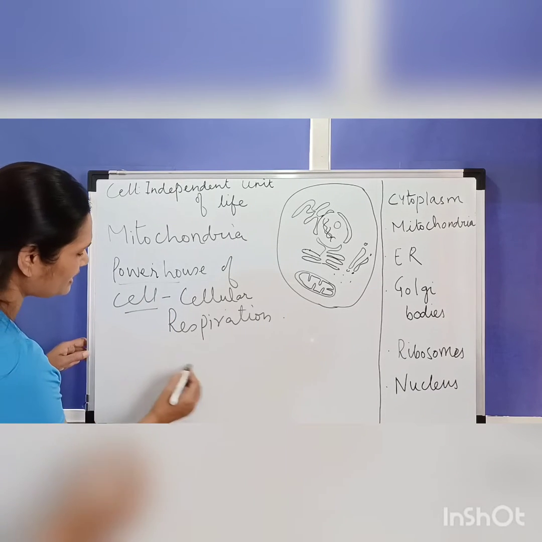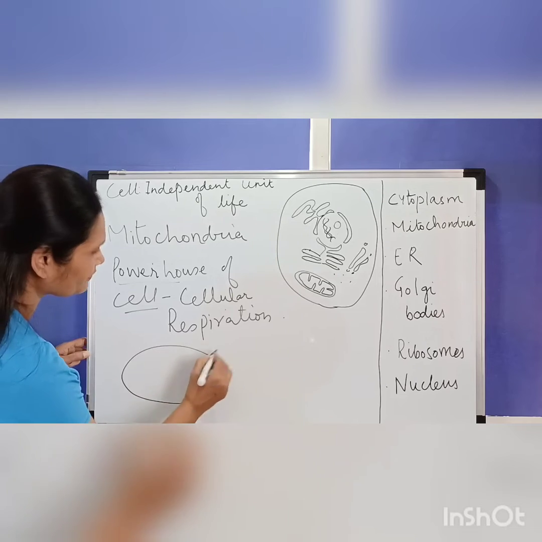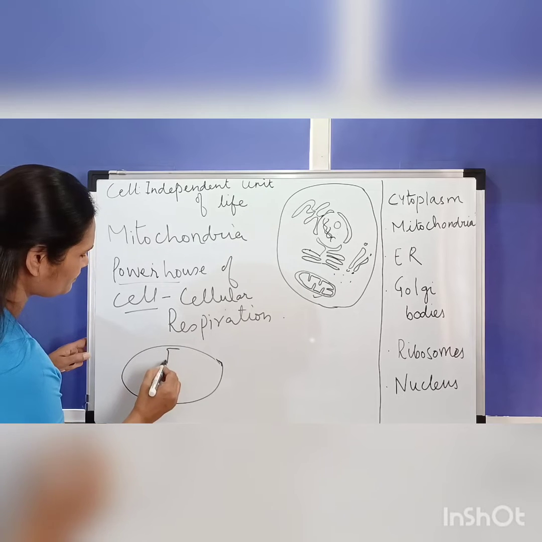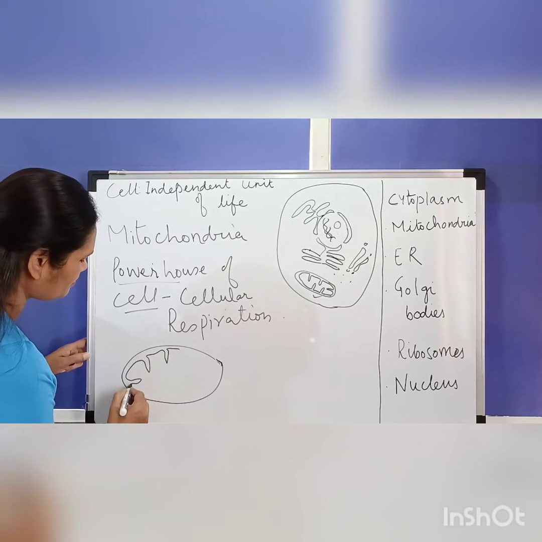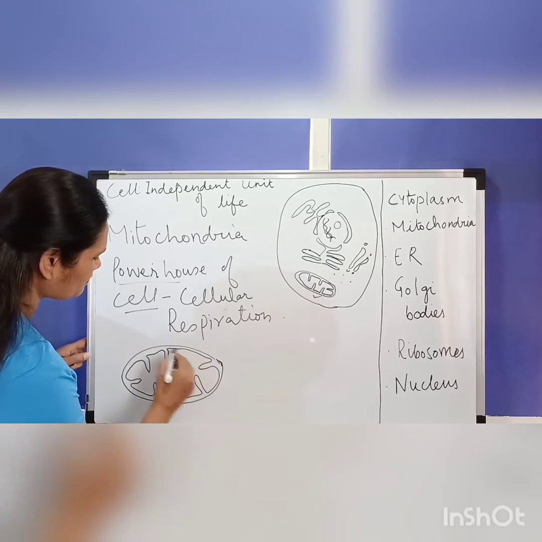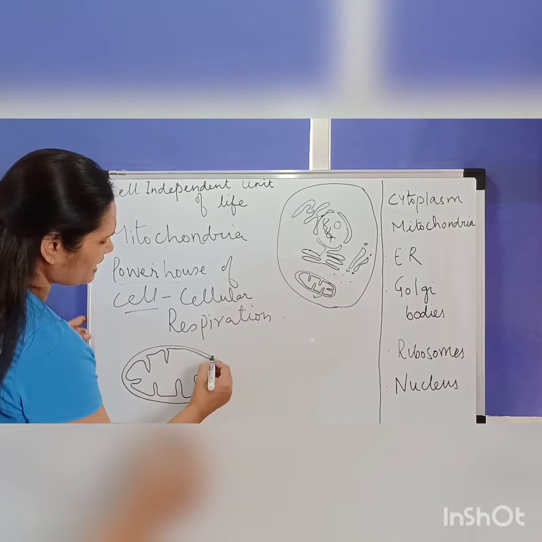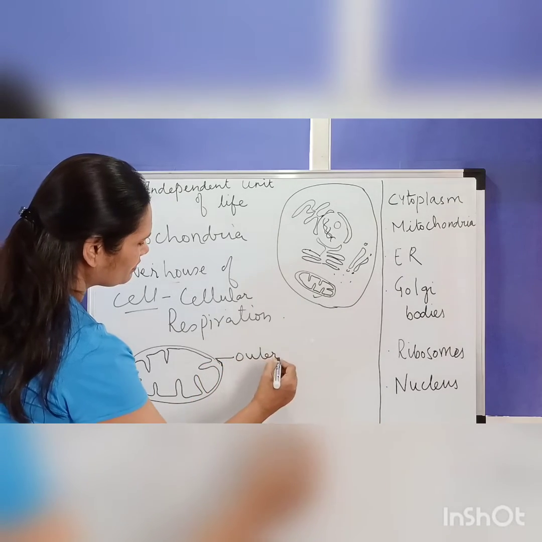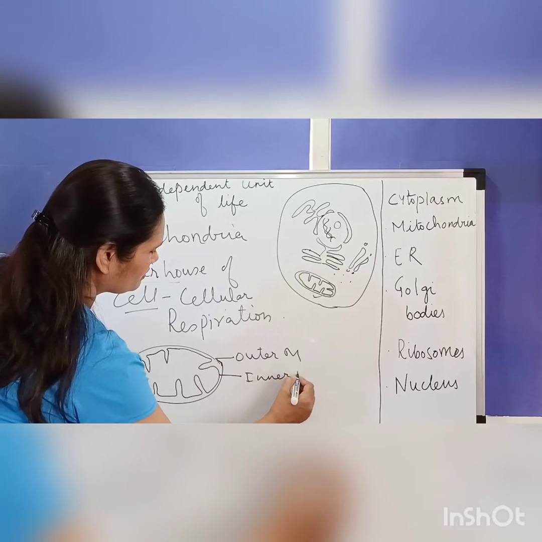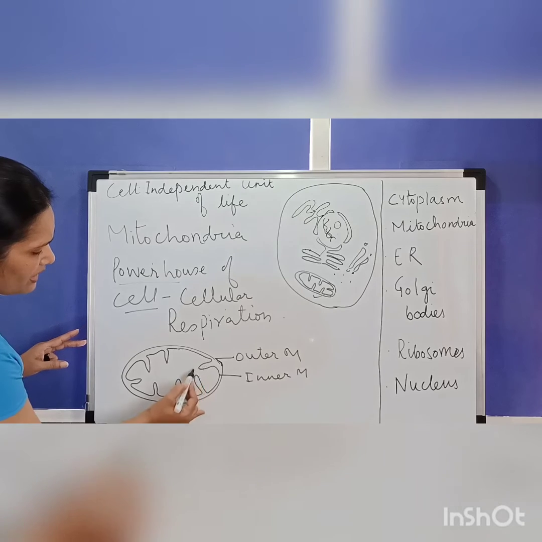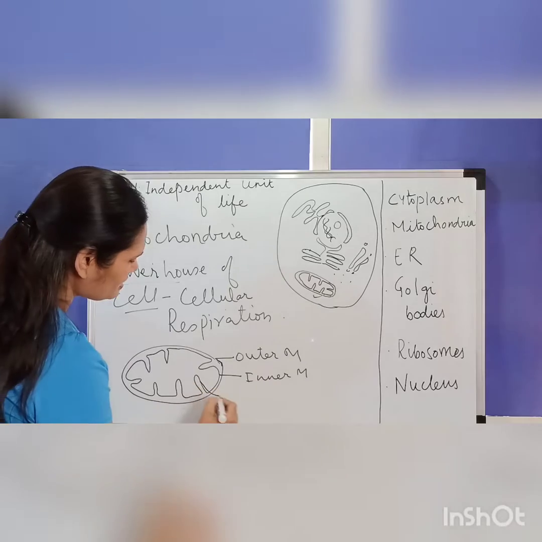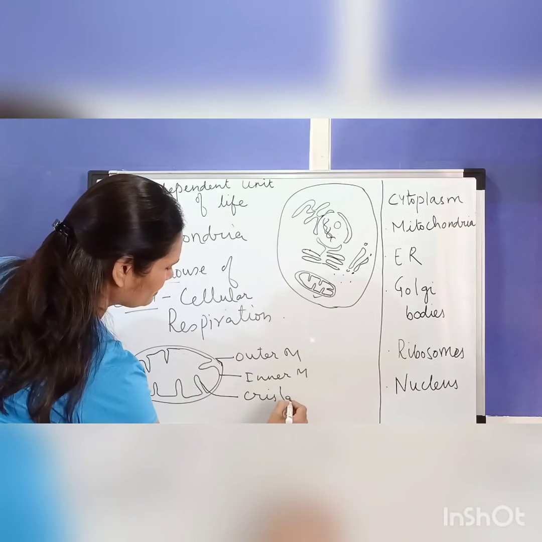So this mitochondria looks somewhat like this. Yes? It has 2 membranes. This is the outer membrane, and this one is the inner membrane. Now, the inner membrane has some folds. These folded structures are called cristae.